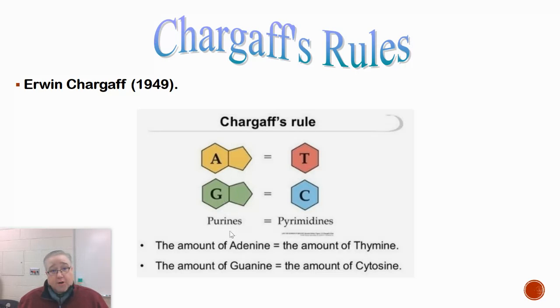Now, the two purines are adenine and guanine. You just have to kind of know that. The pyrimidines are thymine and cytosine. They have their own distinctive shape as well.